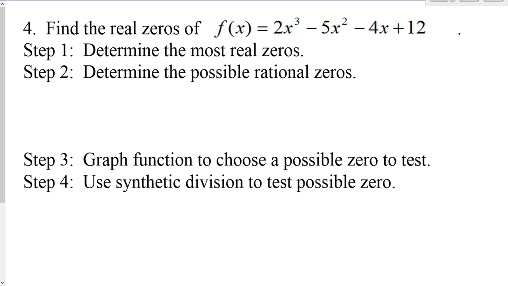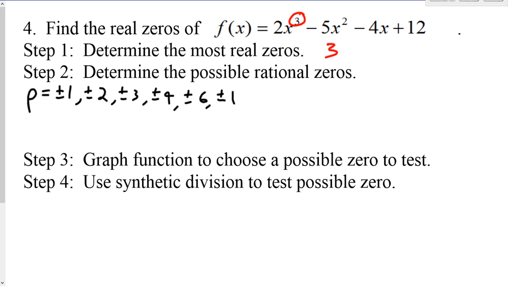Okay, so find the real zeros of f of x equals 2x cubed minus 5x squared minus 4x plus 12. Determine the most real zeros. Well, this is degree 3, so at most we can have 3 real zeros. So determine the possible rational zeros. So from before, I know that p is the factors of 12. So the factors of 12 are plus or minus 1, plus or minus 2, plus or minus 3, plus or minus 4, plus or minus 6, and plus or minus 12.